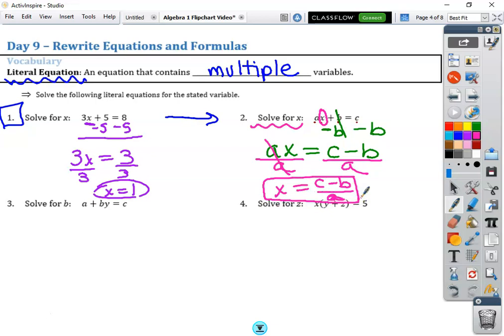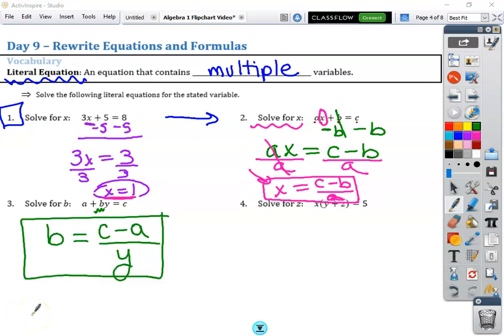So we are not solving to find an actual answer. We are solving it to, again, get one variable by itself. So I want you to try number 3. Okay, so it says solve for b. So think about, what operations are you going to do first? So try that one and pause this video.